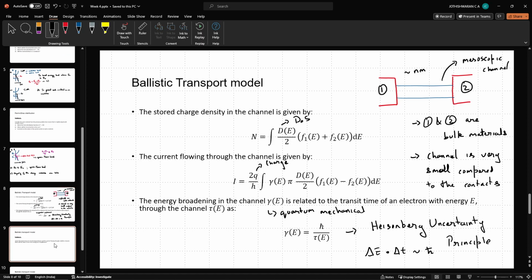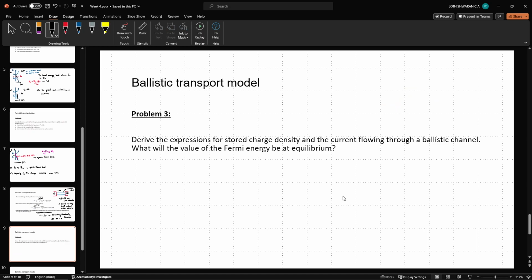Okay. So problem 3, this is going to be the longest problem in today's session. We shall take as much time as required to go through the derivation of the expression for the stored charge density and the current flowing through the ballistic channel. And finally, we also have to answer the question of what will be the Fermi energy or Fermi level at equilibrium for such a system.